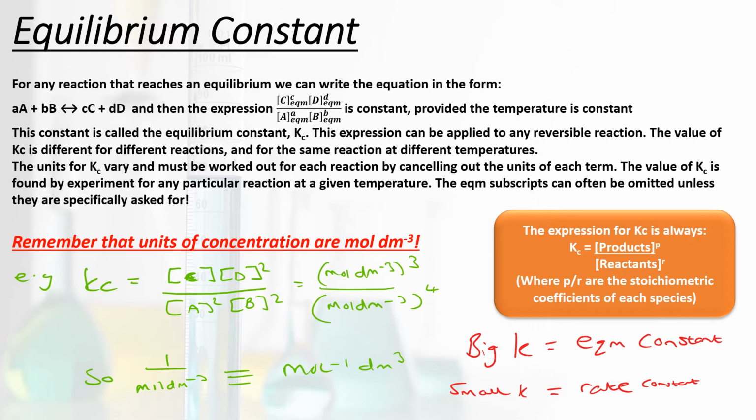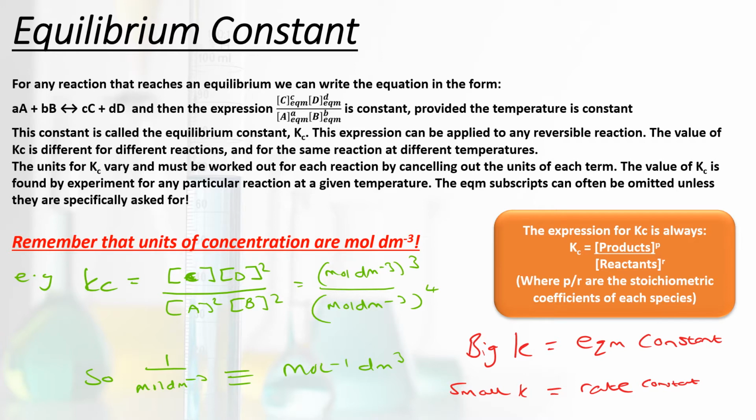But that expression of our concentration of our products divided by the concentrations of our reactants is constant provided the temperature is constant. And this constant is called the equilibrium constant. It's given the symbol Kc. Now, the key thing here is that it's a capital K, a big K. Remember that a small k represents a rate constant. A big K represents an equilibrium constant. And so the expression above is the equilibrium constant, capital Kc.